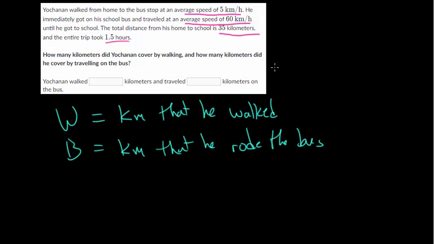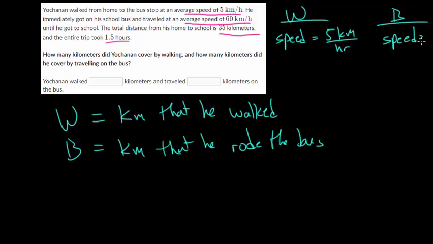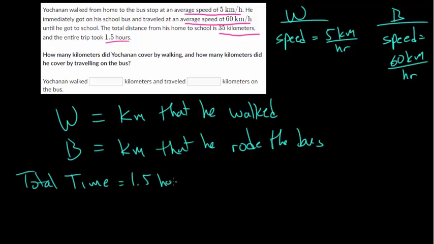And it might also help to write stuff down. For instance, for walking, we know that the speed is 5 kilometers an hour, but on the bus, that speed would be 60 kilometers an hour. And we know the total time, and that's going to be 1.5 hours. And we know the total distance.